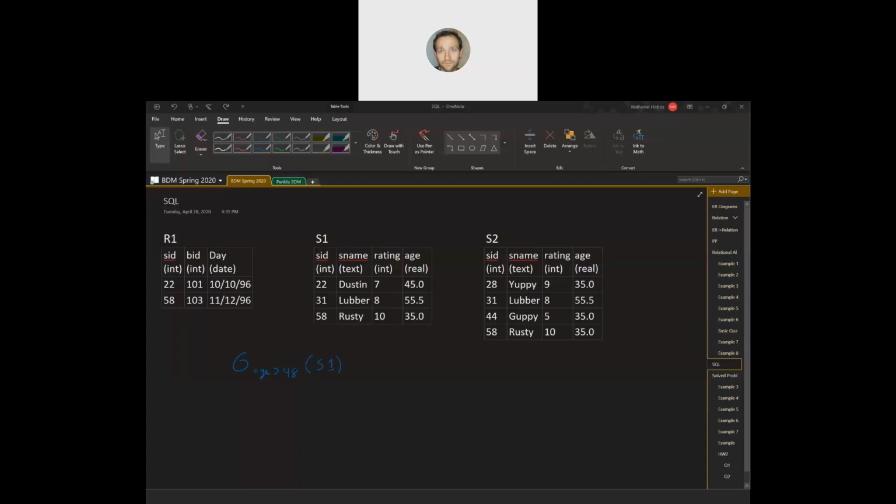Okay, so I see 2 answers. Let me type this. Select age from S1 where age greater than 48. Okay. So this was the first answer that was posed.